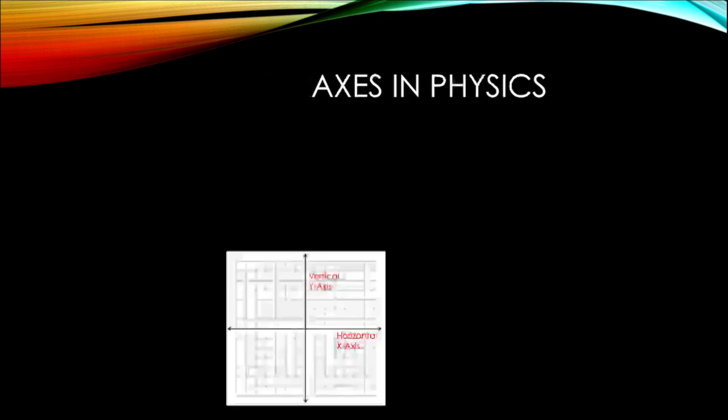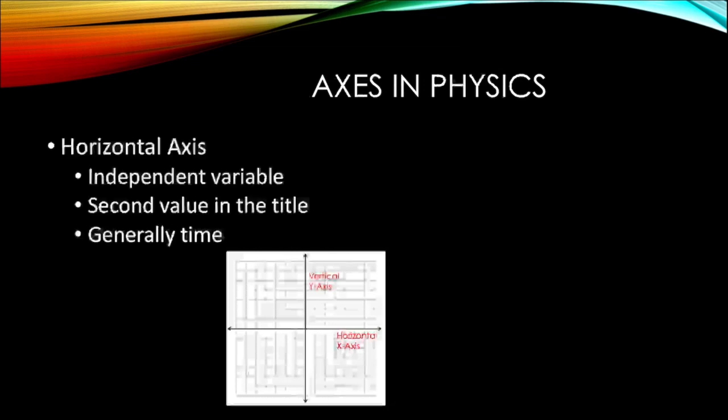First, axes in physics. All graphs have a horizontal and a vertical axis. The horizontal axis is called your x-axis, while your vertical axis is called your y-axis. The horizontal axis typically will give the independent variable. In simple titles, this is your second value, and for physics, this will generally be time.